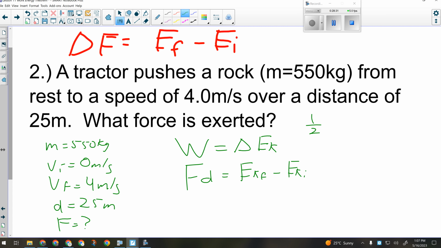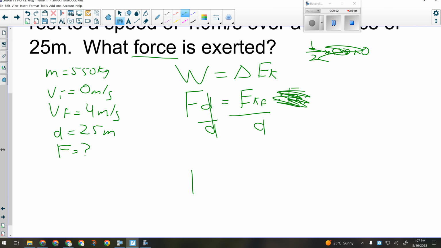And that's because I would go 1/2 times 550 times 0. Well, anything times 0 is 0, so that means this part here is irrelevant. And we're back to this. The final kinetic energy equals force times distance. They want to know what force. So how do we get force by itself? Divide by distance. So I leave force over here. I saw that a lot of people had that. Now here's where I think some people got a little bit confused. 1/2 m vf squared divided by d is going to give me force.